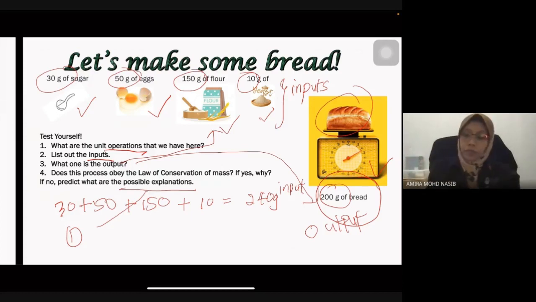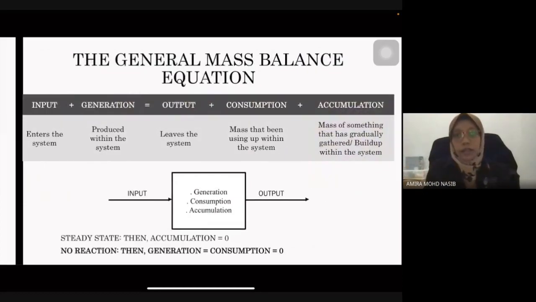Okay. Next, this is the general equation for the mass balance, where input plus generation equals output plus consumption and accumulation. So what is input? Anything that enters into the system is called input. What is output? Anything that leaves the system is called output. These are what you learned from the previous two weeks' lectures.